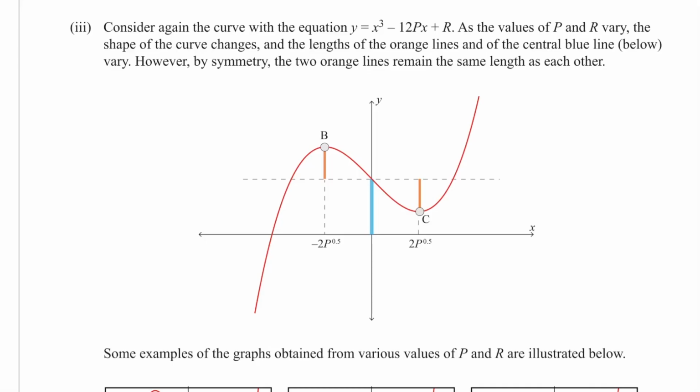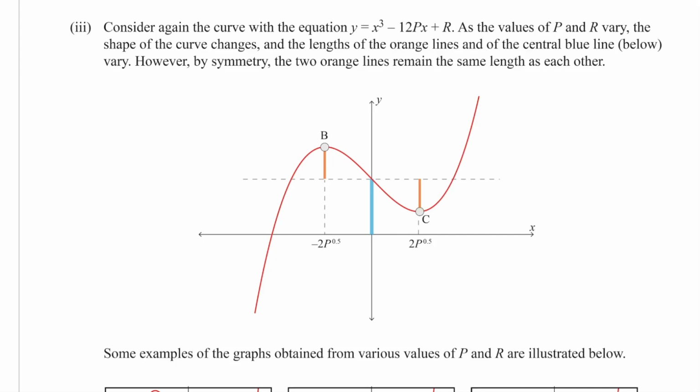Welcome back. So we have a cubic here again. This one is y equals x cubed minus 12px plus r. And so p and r are just numbers, they're constants. So if we change those constants, we would change the shape of the cubic. So if you have no intuition about this, definitely check out Desmos or use your graphics calculator and just plug in a few values and see what happens.